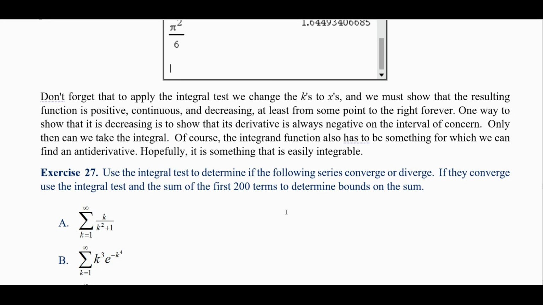The sum k equals 1 to infinity of k over k squared plus 1. And the second is the sum of k equals 1 to infinity of k cubed over e to the k to the fourth. You might notice that the limit of the underlying sequence is 0 in both cases, so the divergence test will not tell us that these diverge. The divergence test is inconclusive, so we need to move on to the integral test. See if you can work this out yourself now. Press pause and come back when you're ready.